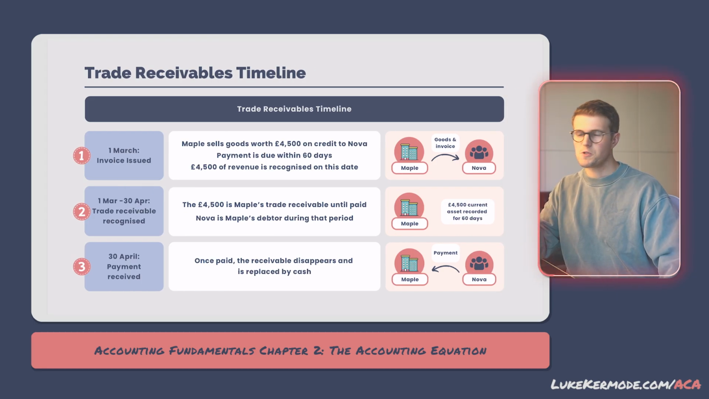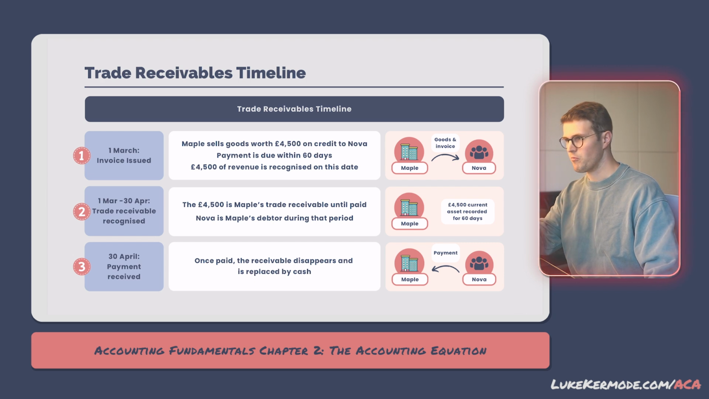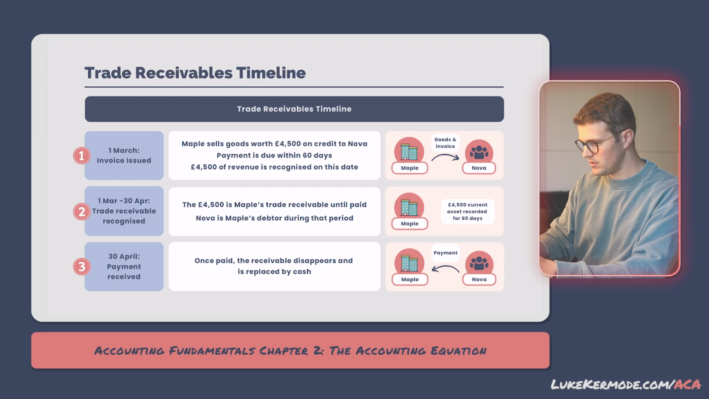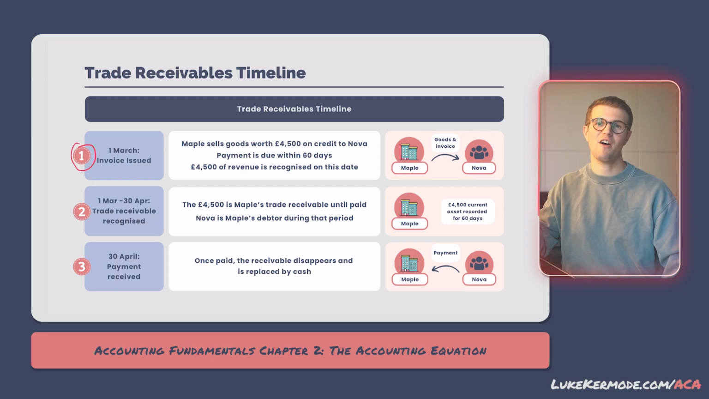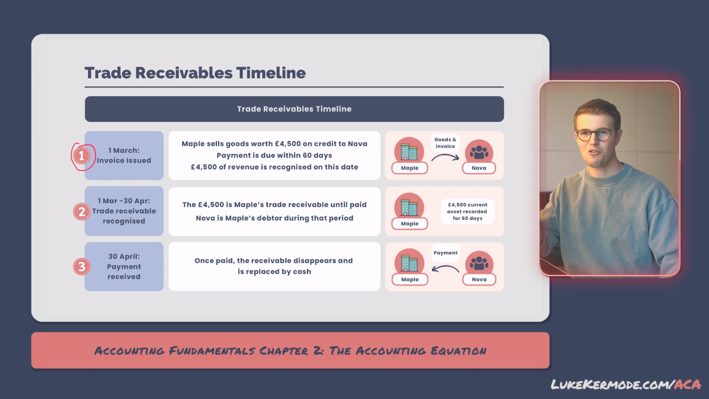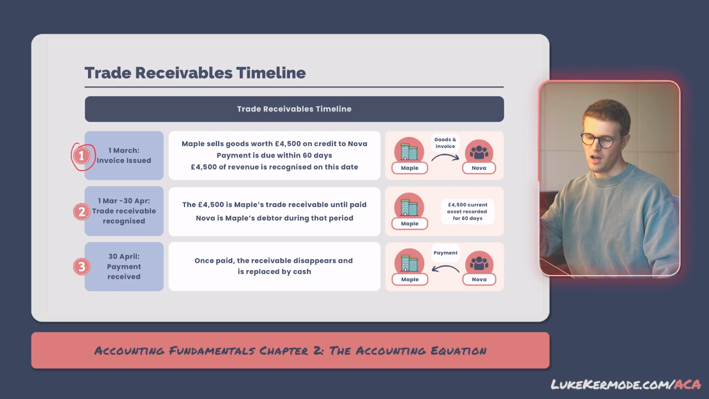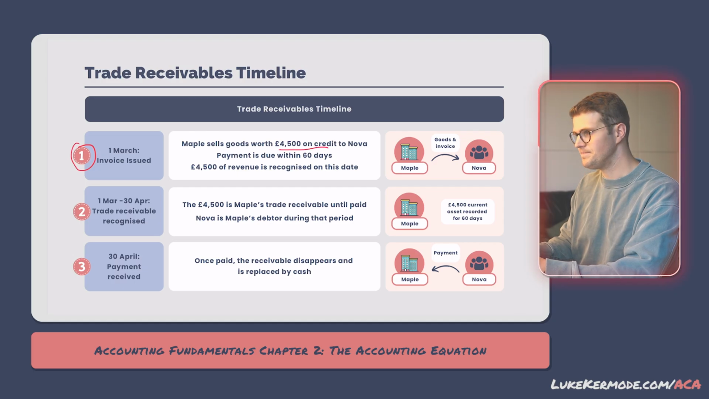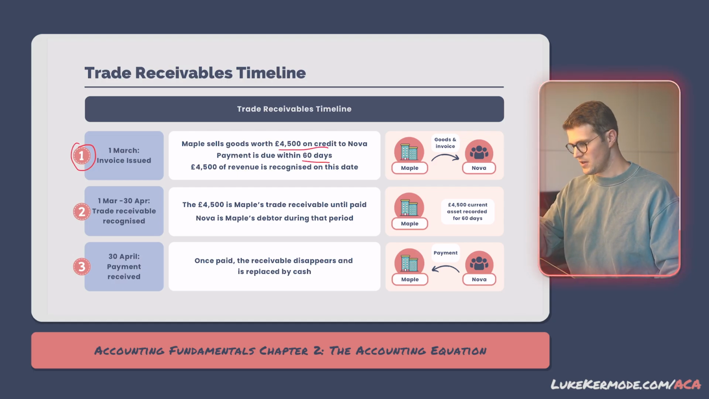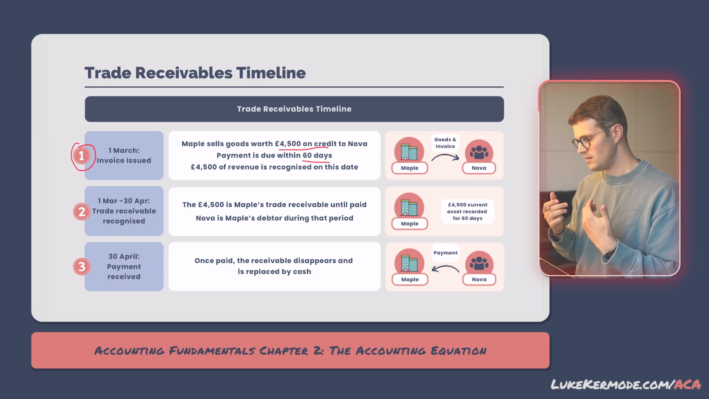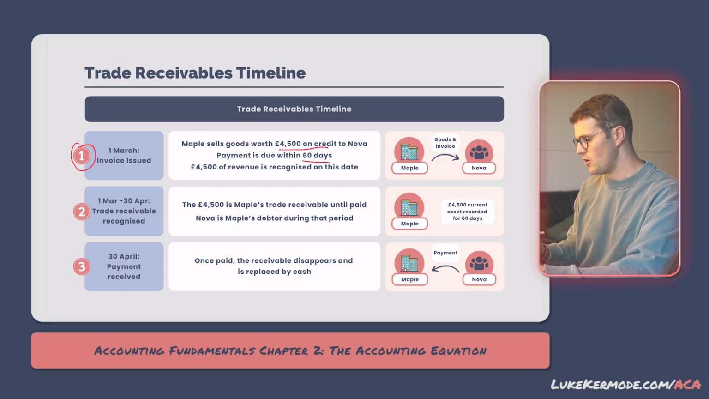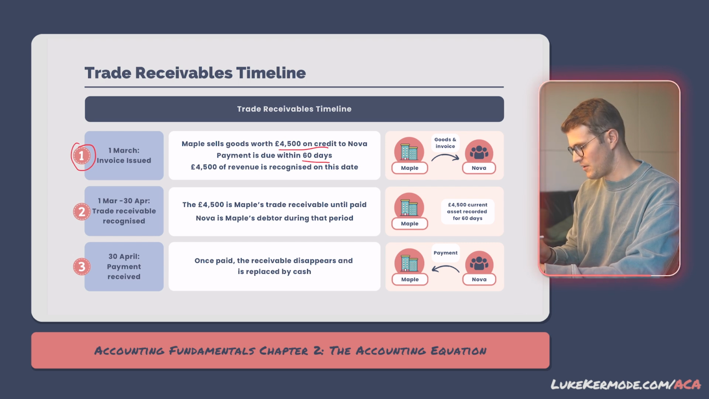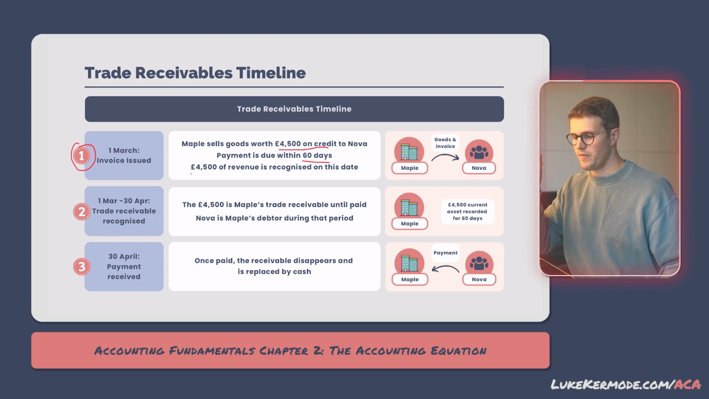So let's look at the typical timeline of a trade receivables transaction. On the 1st of March, a business called Maple Interiors sells £4,500 worth of furniture on credit to a customer called Nova. Under the agreed terms, Nova has 60 days to pay. So for the next 2 months, Nova is considered a debtor to Maple Interiors as they owe money to Maple. So £4,500 of revenue is recognised on this date when the transaction takes place.